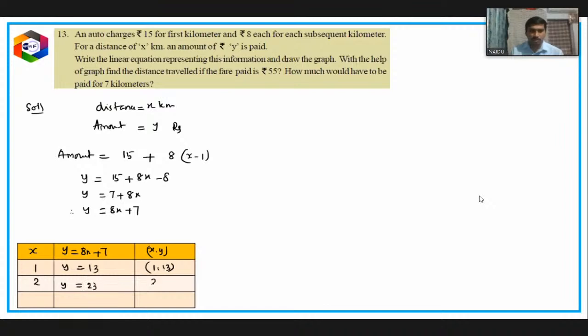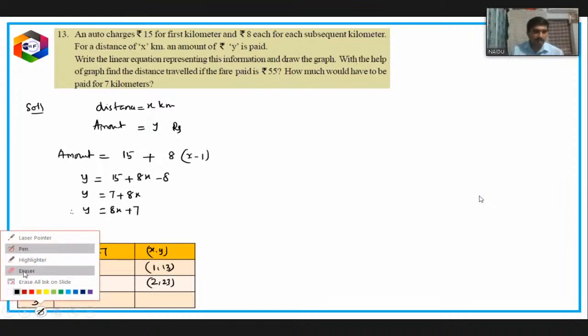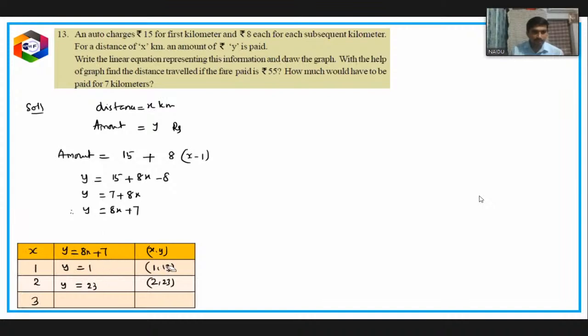So which is 2 comma 23. And next 3. Sorry, here x equals 1 means 8 plus 7, so which will be 15. Sorry, this is 15.